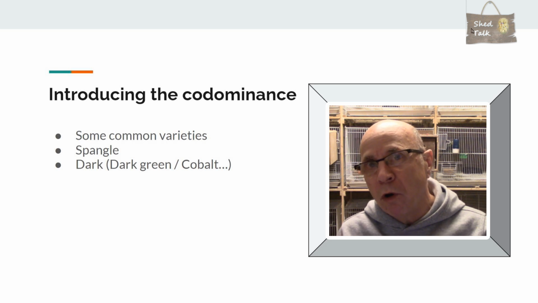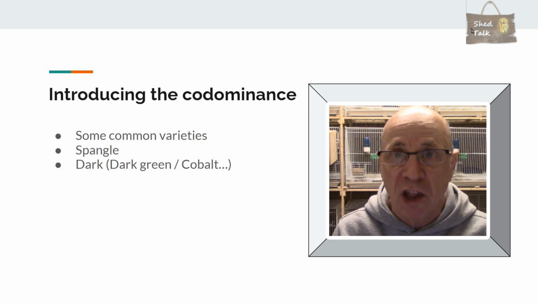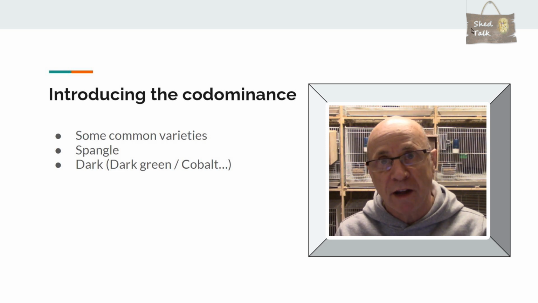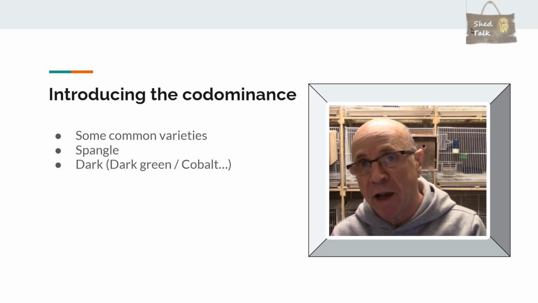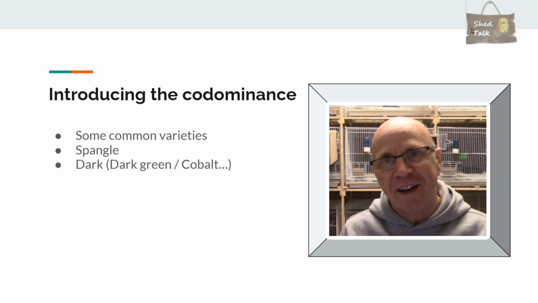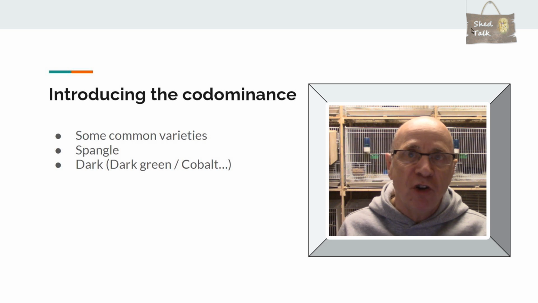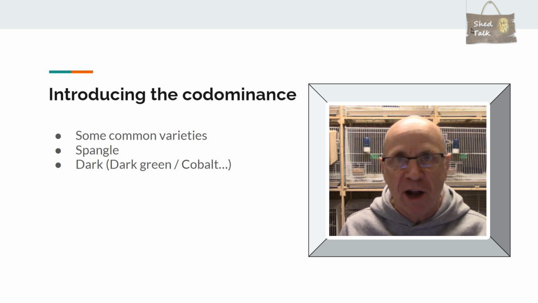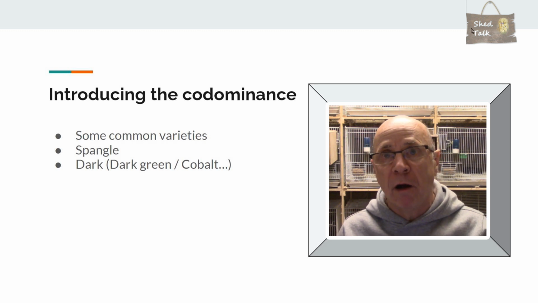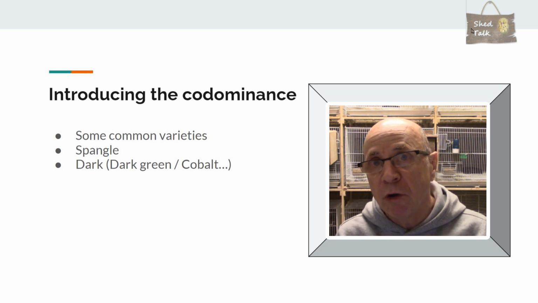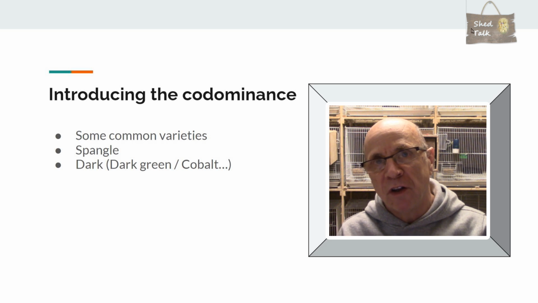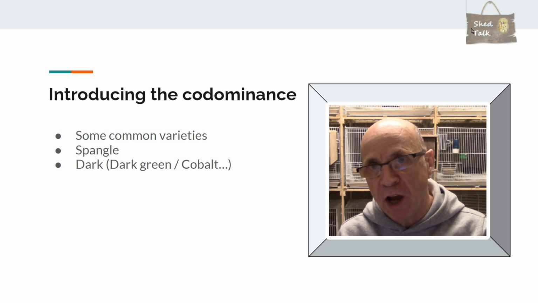But it's probably more noticeable in a variety like the Spangle variety, where there are some real clear differences between a single factor Spangle and a double factor Spangle. And we'll have a look at that by going over to the Punnett Square, and predicting the outcome of breeding two single factor Spangles together, and that will give us the best indication of how codominant varieties work.